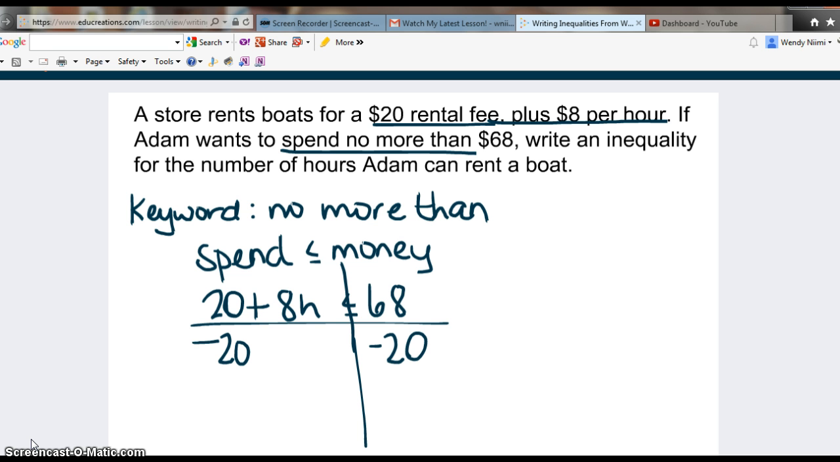Solving the equation, subtract 20 on both sides. It leaves us with 8H is less than or equal to 48. Divide both sides by 8, and H is less than or equal to 6 hours. So Adam is able to rent a boat for 6 hours or less.